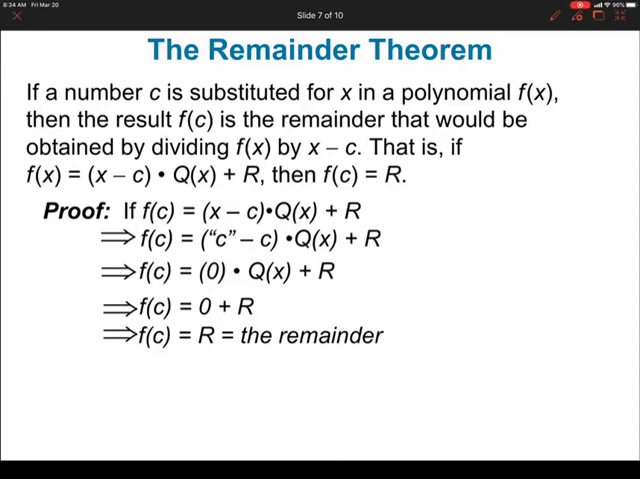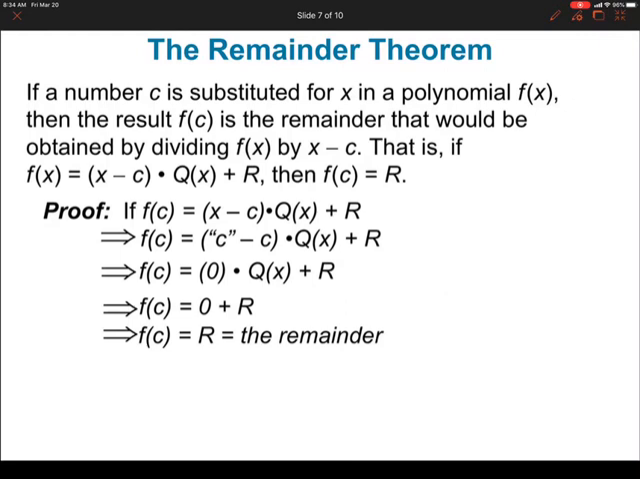Alright, let's take a look at the remainder theorem. The remainder theorem says a number, say c, is substituted for x in a polynomial function f of x. Then the result, f of c, so we're going to evaluate the function with an input of some number c, is equal to the remainder that will be obtained by dividing f of x by x minus that number c.